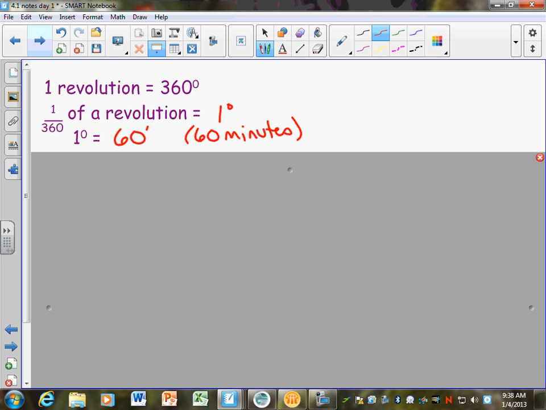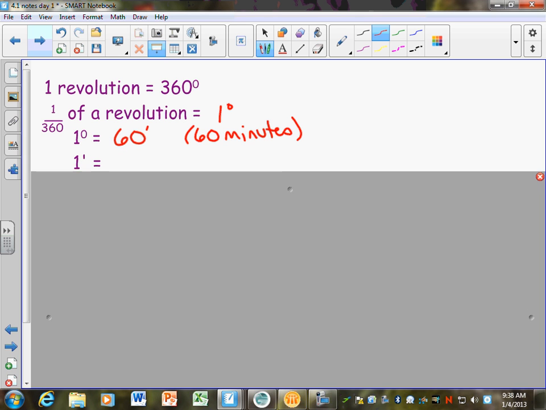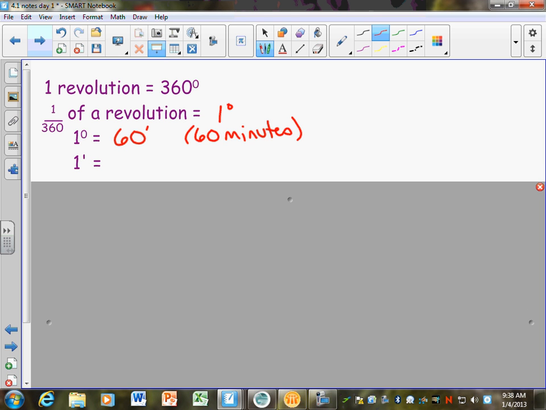And then you can break that down even more. And you can say in 1 minute, there are 60 seconds. And so it does kind of match up with how we tell time, but it's in terms of direction. So in 1 minute, there are 60 seconds, and we put 2 marks on it. And we say this is 60 seconds.